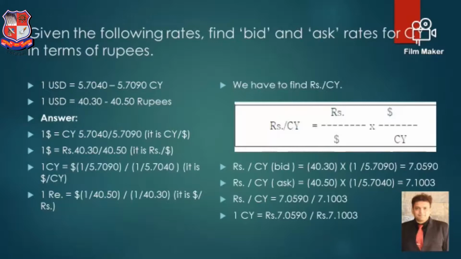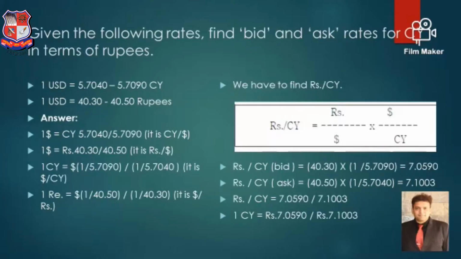Now this is a very important example which I have kept to understand exchange arithmetic. Given the following rates, find out the bid rate and ask rate for Chinese yuan (CY) in terms of rupees. That means when you buy one Chinese yuan, how much rupees you have to pay, or when you sell one Chinese yuan, how much rupees you will receive. So our job is to find the quote between rupees and Chinese yuan, where Chinese yuan is considered the foreign currency and rupees the domestic currency, right?